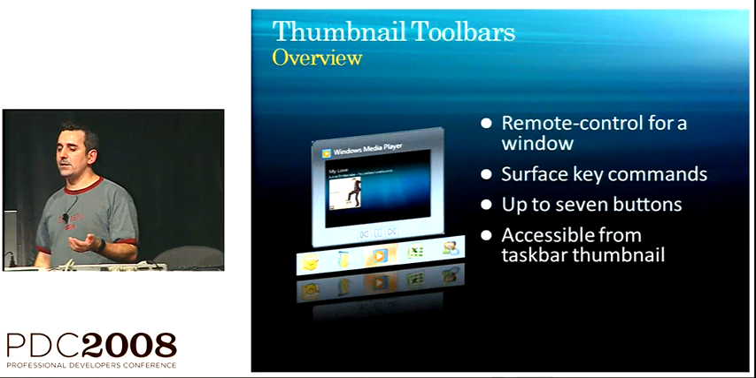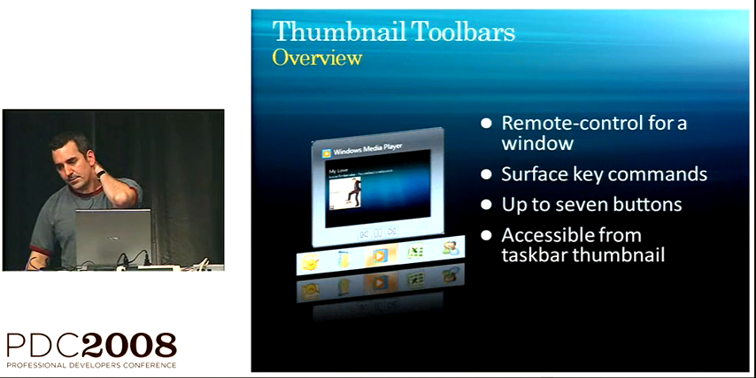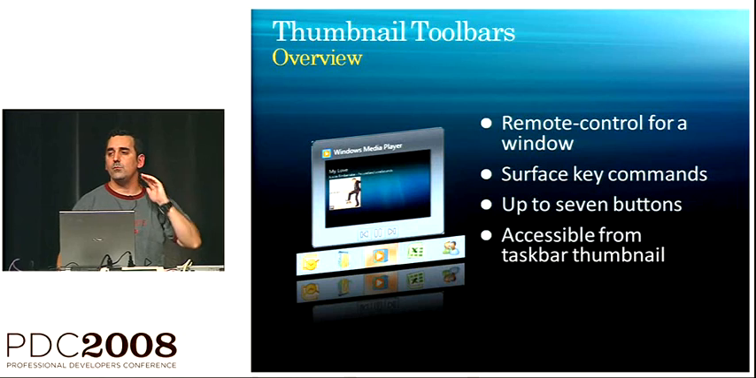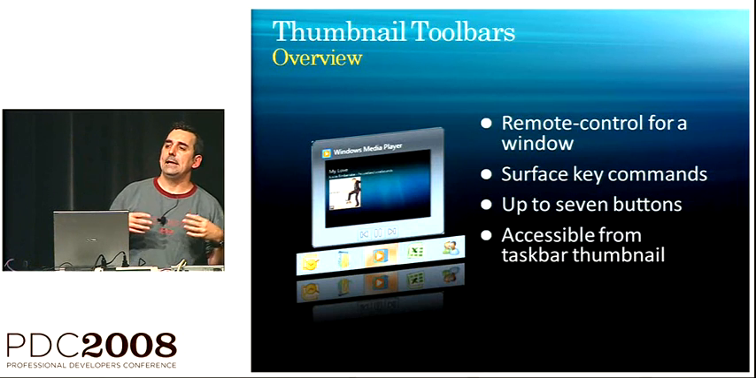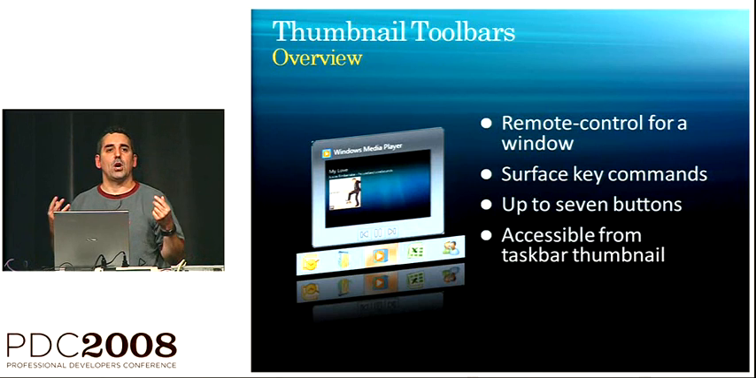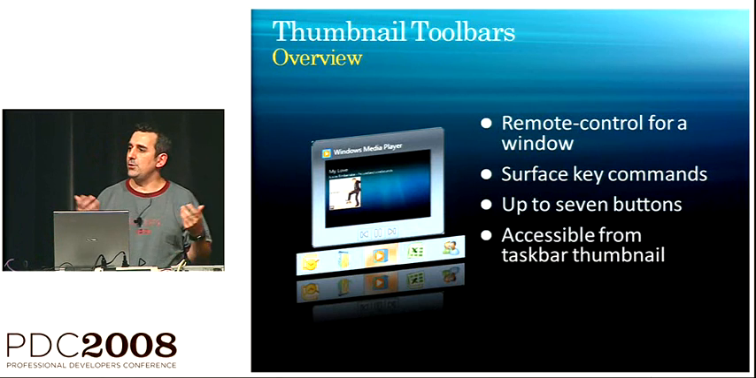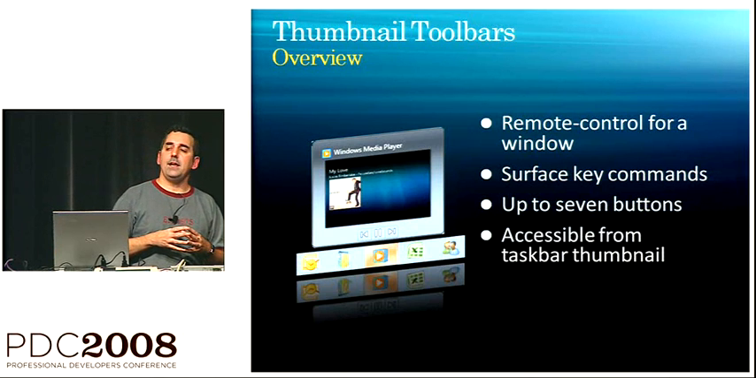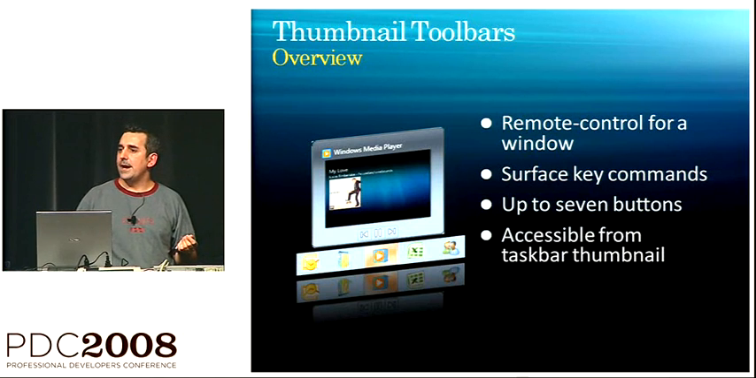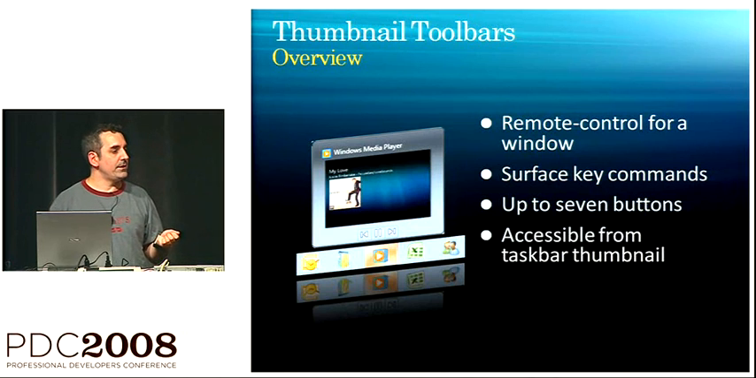OK. So let's move on to talk about thumbnail toolbars. Thumbnail toolbars are a way in which you can think of as being a remote control for windows of your application. They expose common commands that you think the end user could benefit from using. They are essentially a toolbar that can have up to 7 buttons in them.